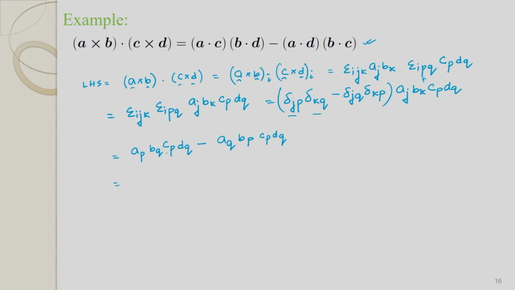So A p C p constitutes A dot C, B q D q constitutes B dot D, whereas B dot C, A dot D. So this is our RHS. Thus using indicial notation we have proved this identity. This is an example of indicial notation.